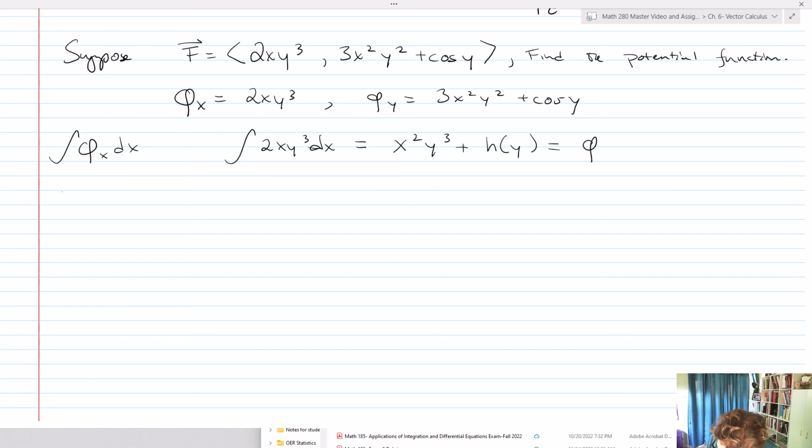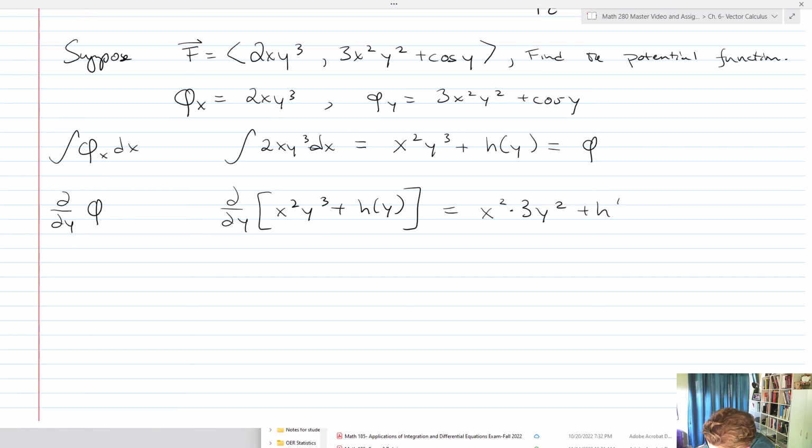Now I'm going to take the derivative. I'm going to take del y of this phi that I found. So that's going to be del y of x squared y cubed plus h of y. And that's then going to be x squared times 3y squared plus h prime of y. No further variables, so we don't need to have a z. There's nothing that's needed there. We're just going to have our h prime of y.